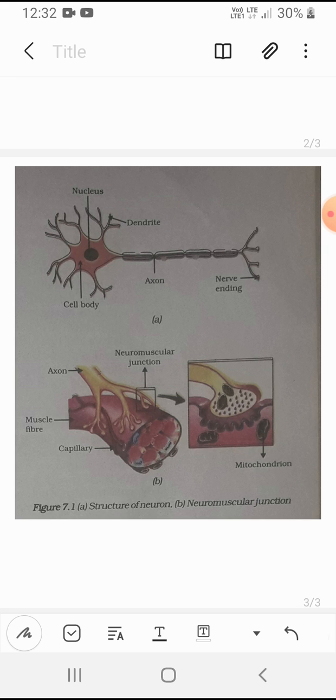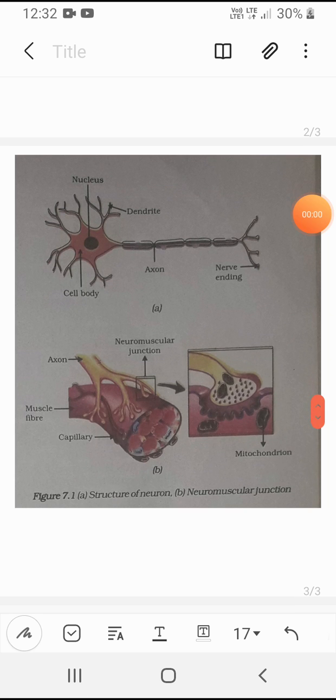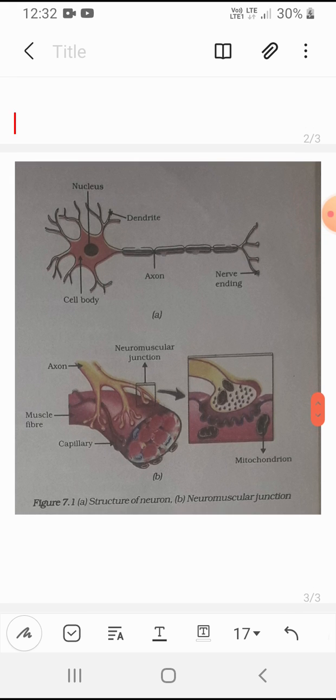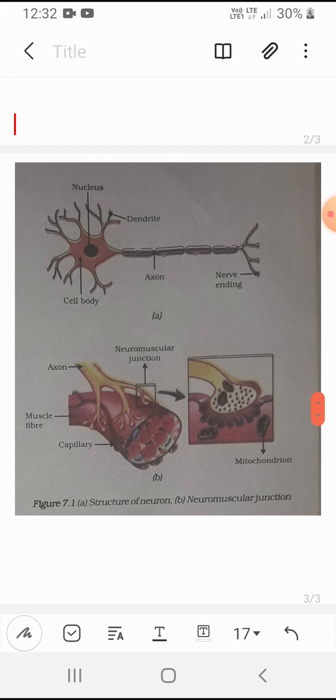So here is a cell, see the picture. If you are touching a hot thing, you will feel it and suddenly remove your hand. This is because when you touch it, the message goes from the nerves to the brain. It means that is a hot thing, don't touch it. The message comes to the nerve ending, not the dendrite.